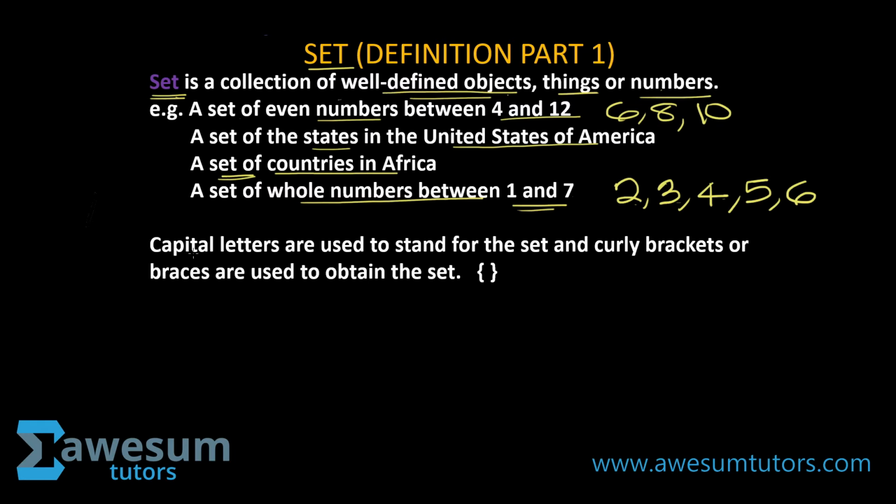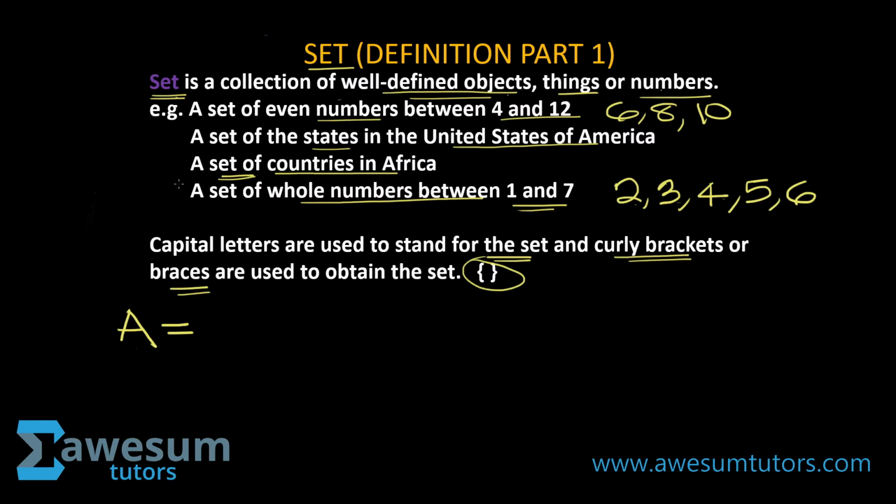Take notes. Objects, things. Okay? Now, how do we represent sets? Capital letters are used to stand for the set. So I can have something like A. This is the set. And curly brackets, or braces, are used to enclose the set. That means we use this symbol right there, the curly bracket or braces.